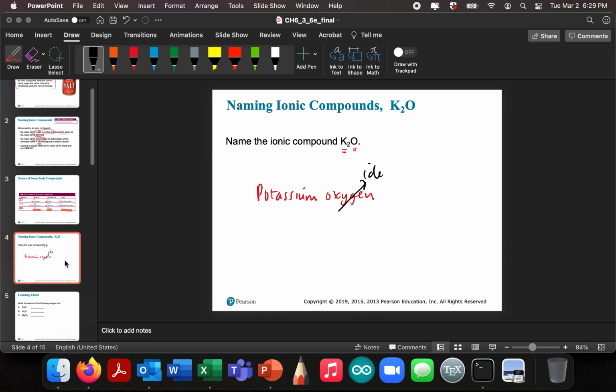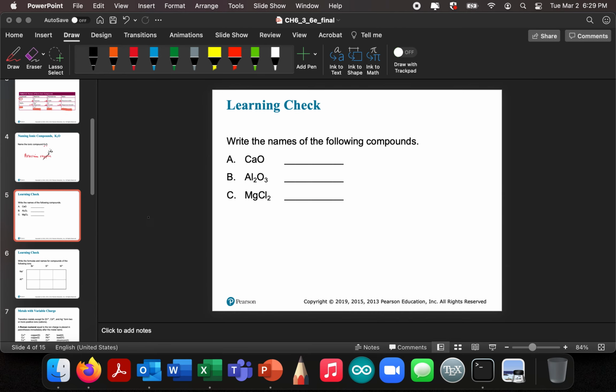All right, let's round this out with a learning check. Please pause the video, generate answers for these, and then come back and compare your answers to mine. Okay, I'm going to suppose you did it. This is calcium, and oxygen. I get rid of the ending and make that calcium oxide.